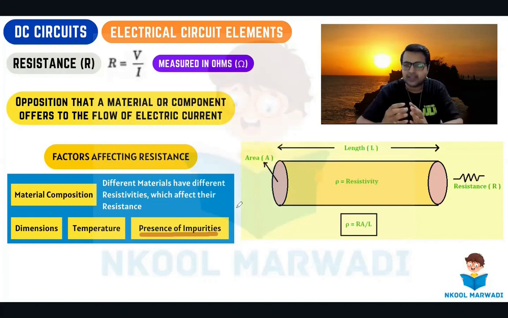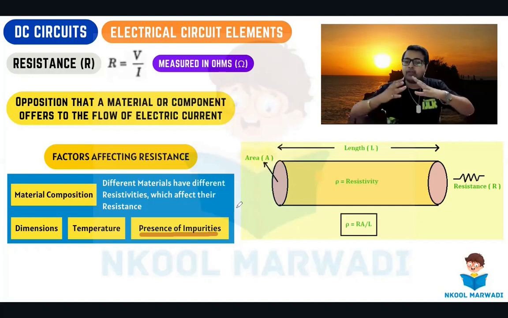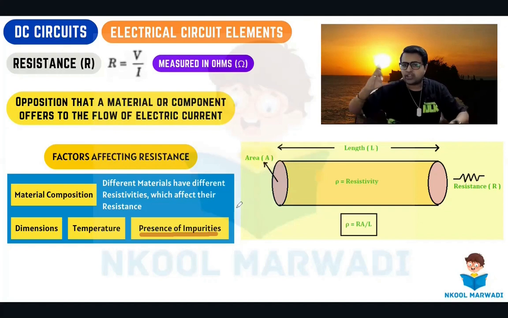So if you have to increase the resistance of a conductor, what do you have to do? You have to introduce more and more impurities, then resistance will increase. If you raise the temperature, resistance will increase. If you increase the length, resistance will increase. If you shorten the cross-sectional area, resistance will increase. And if you choose a material with a very high resistivity, like rubber or plastic, resistance will increase. So now we have a very clear understanding of the factors affecting resistance.